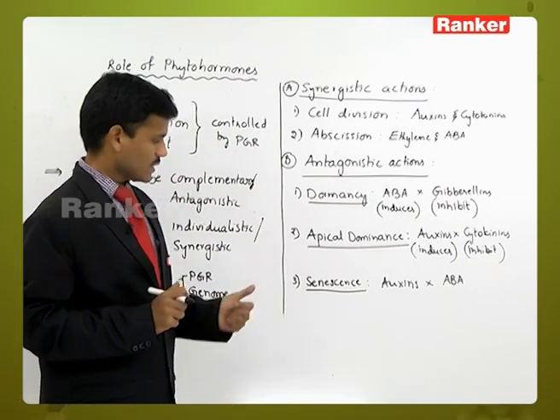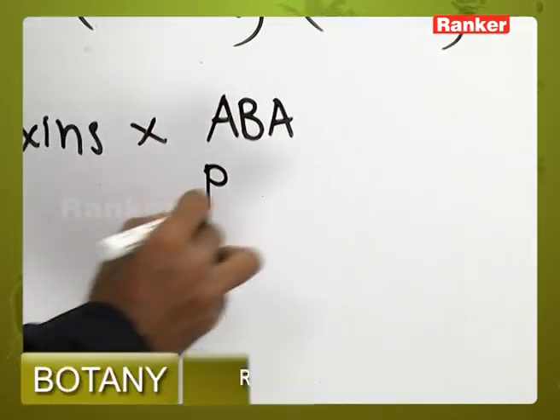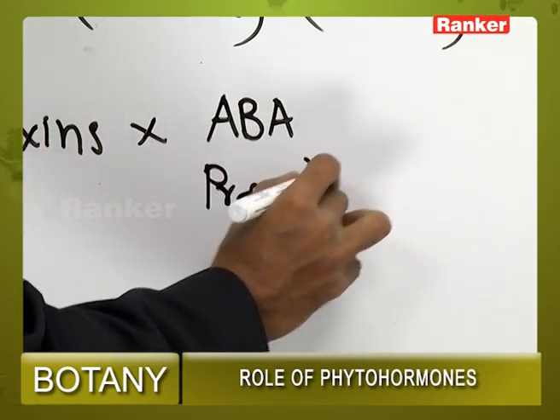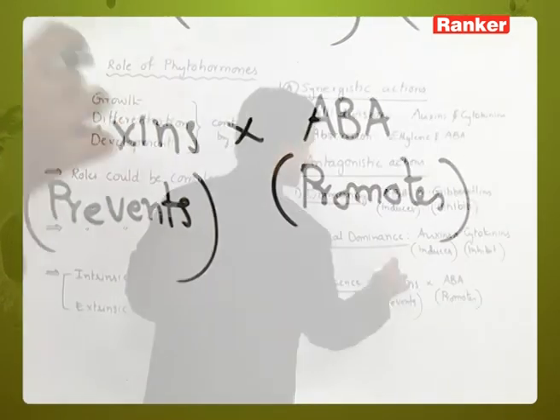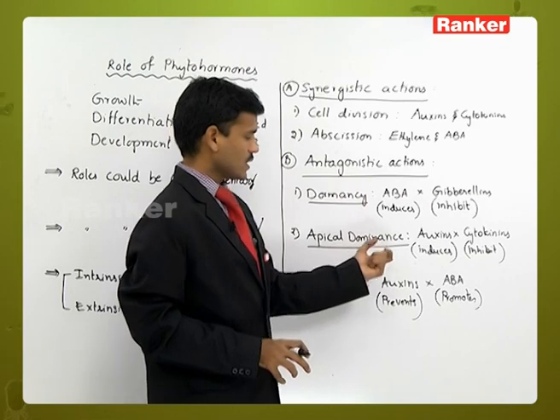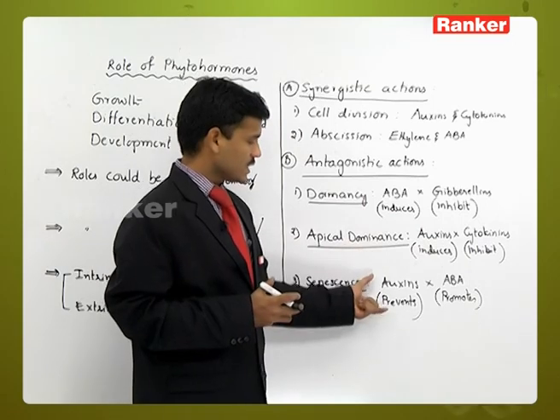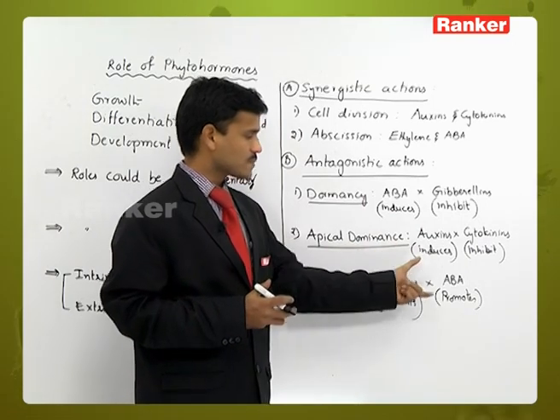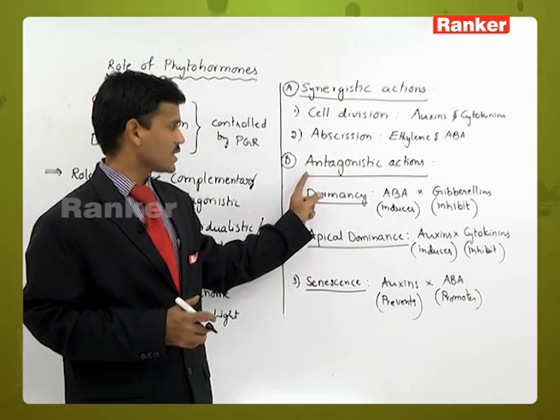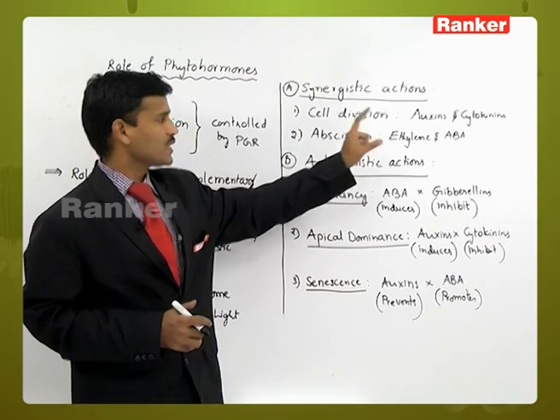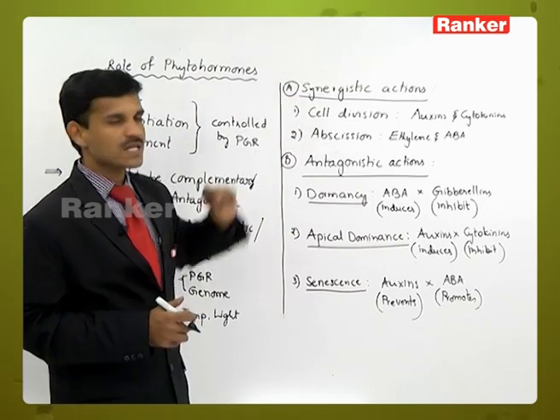Next is senescence, the aging process. Abscisic acid promotes senescence, and auxins prevent it. The aging process is delayed or completely prevented by auxins and promoted by abscisic acid. So these actions are completely opposite. That's why they are called antagonistic actions. Where the functions of the hormones are the same, they are synergistic actions.